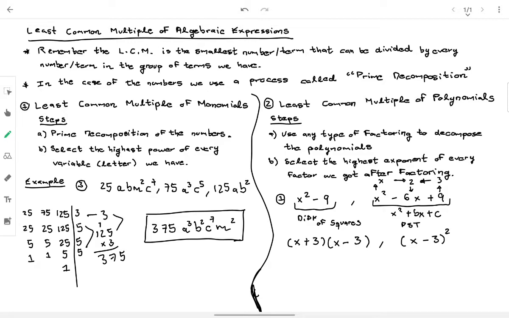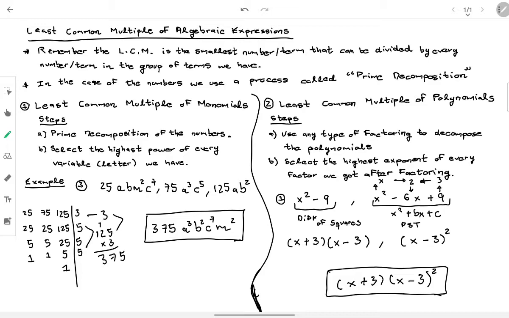It says select the highest exponent of every factor we got after factoring. So we have two different factors, x plus 3 and x minus 3. And we need to select the highest power of them. In the case of x plus 3, we only have it on the first one and to the 1. In the case of x minus 3, we have it to the 1 here, but we have it to the second power here. So we need to put here to the second power since we need to select the highest exponent of every factor we have, and this is going to be our least common multiple.